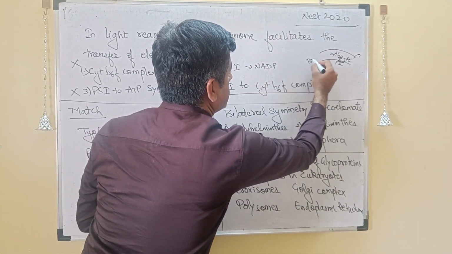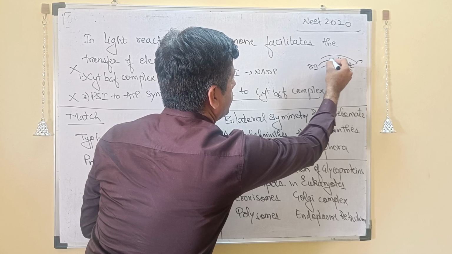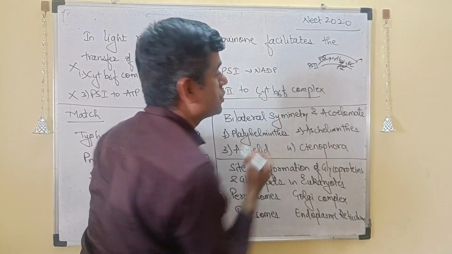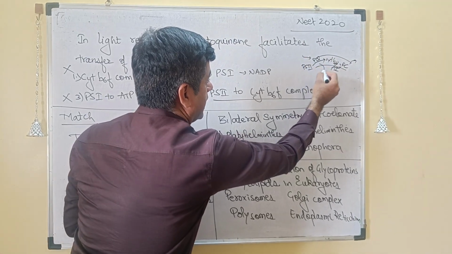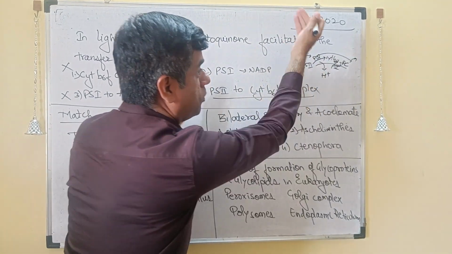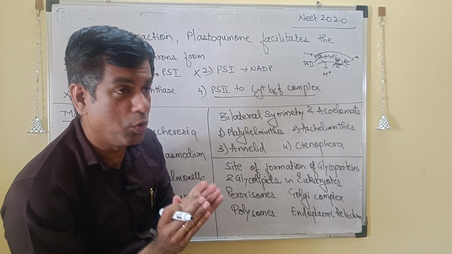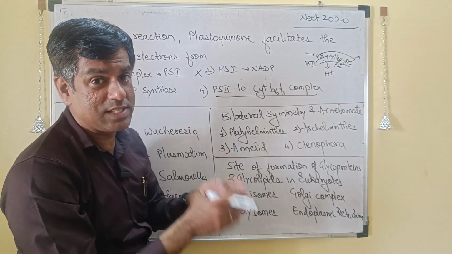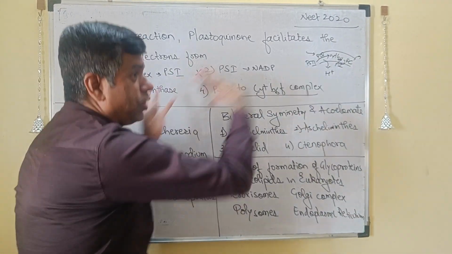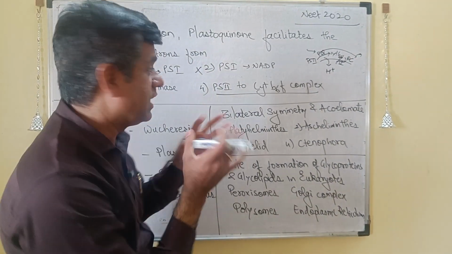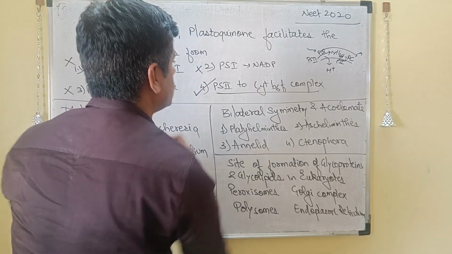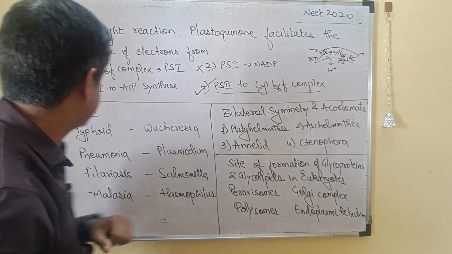You remember there is PS2 and going to cytochrome B6F complex, there is this plastoquinone. And you know that when this travels, your H plus is pumped from the stroma into the lumen, and therefore in the lumen the H plus increases. So as the electrons flow, the concentration of H plus in the lumen increases, right? So here you have PS2 to your cytochrome B6F complex.